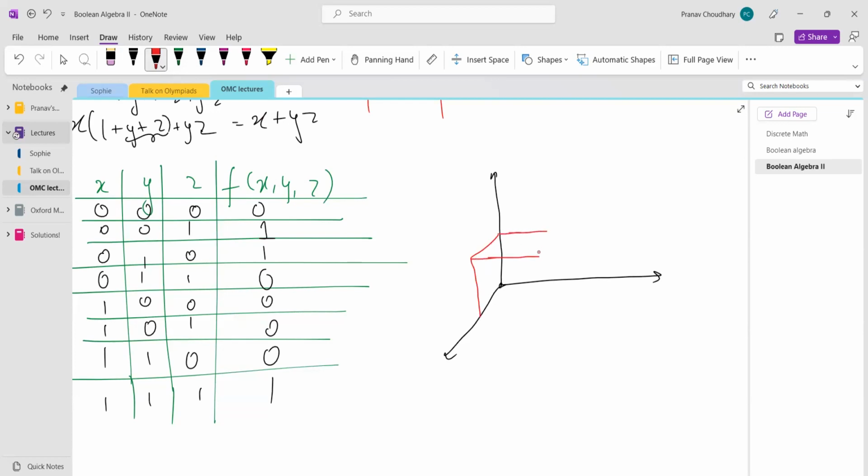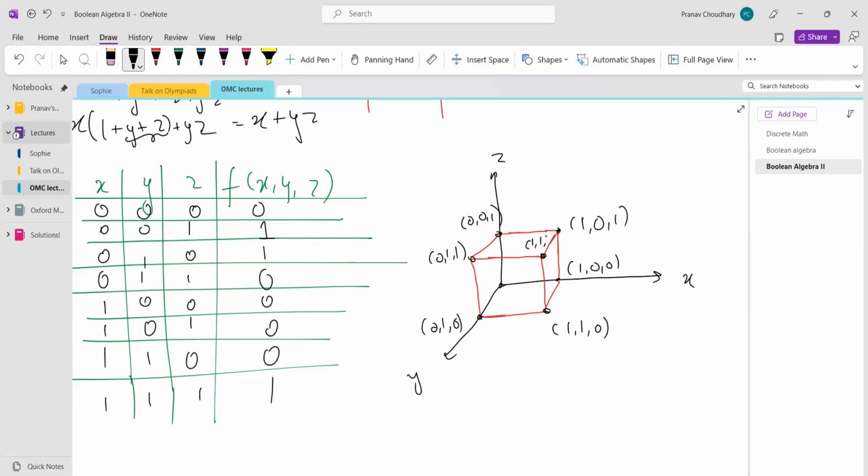Okay, this is sort of hard to draw like this. Let's call this x, y, and z. So this point becomes 1 comma 1 comma 0. This point is 0 1 0. This point is 1 0 0, 0 0 1, 1 0 1, 0 1 1, 1 1 1, and this is 0 comma 0 comma 0.